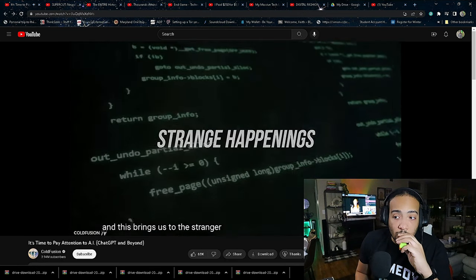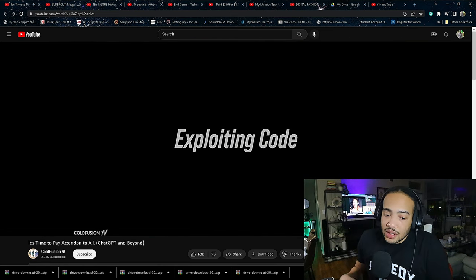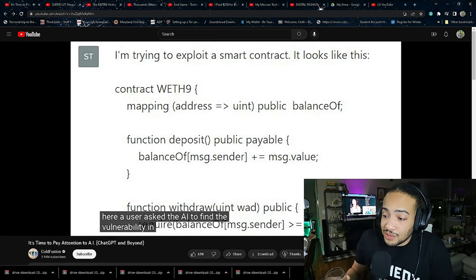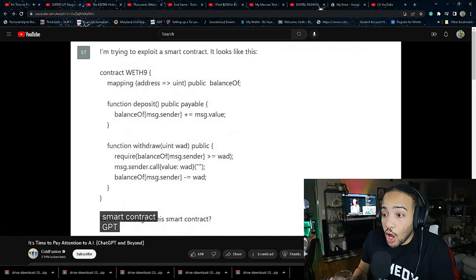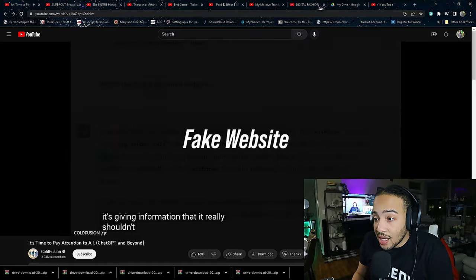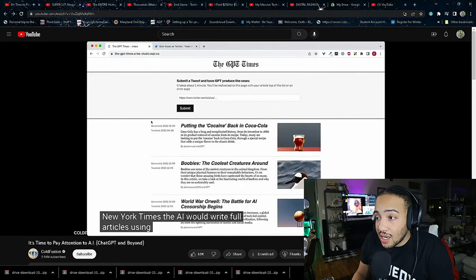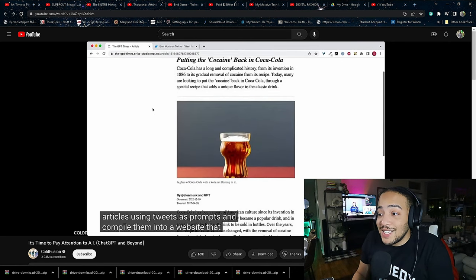And this brings us to the stranger, and sometimes darker, things that ChatGPT has done. Here, a user asked the AI to find the vulnerability in the code of an Ethereum smart contract. ChatGPT thinks it's helping, but in reality, it's giving information that it really shouldn't. There's also been the creation of a fake New York Times. The AI would write full articles using tweets as prompts and compile them into a website that looked like the New York Times.